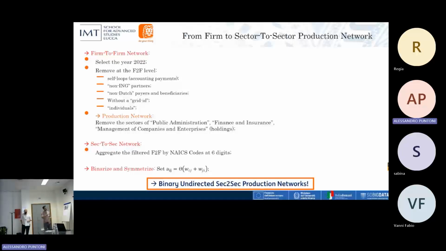Then, to obtain a production network, we removed the public administration because of taxes, the finance and insurance because they are not providing a unique product, but also loans, and management of companies and enterprises, so the holdings. A holding can hold many other firms inside, and so we removed this kind of sector. Then we aggregated this filtered firm-to-firm network by NICE code 6 digits to have this sector-to-sector production network.